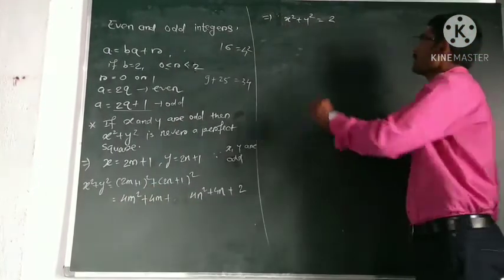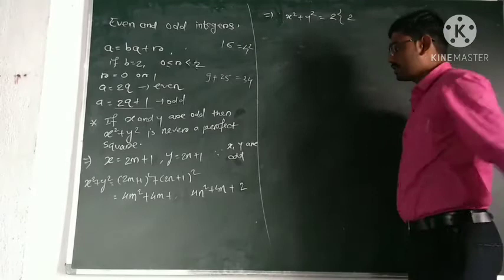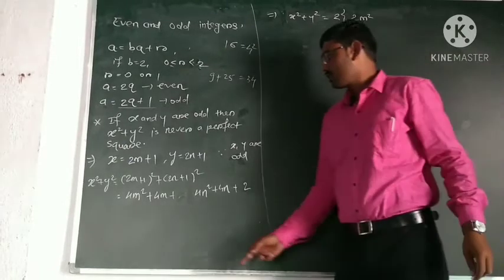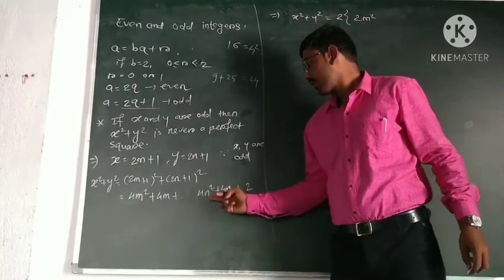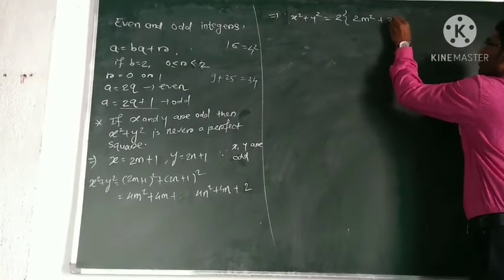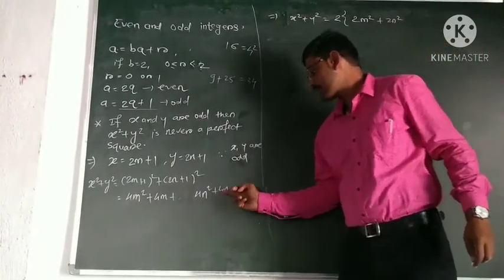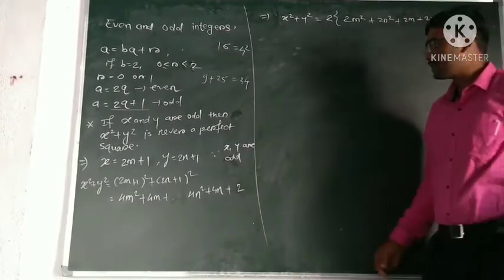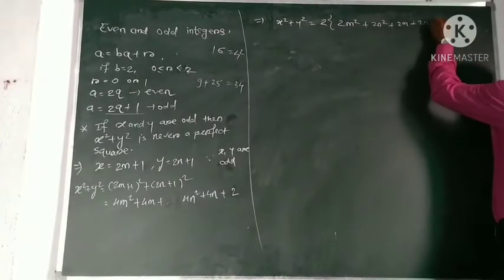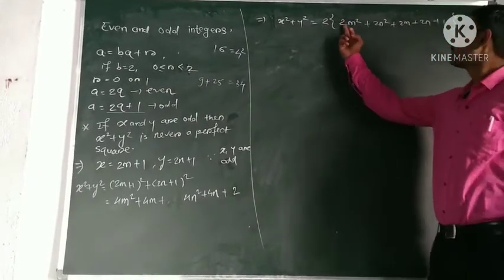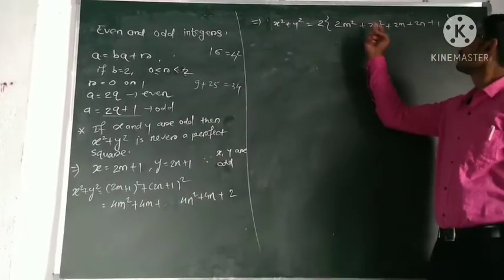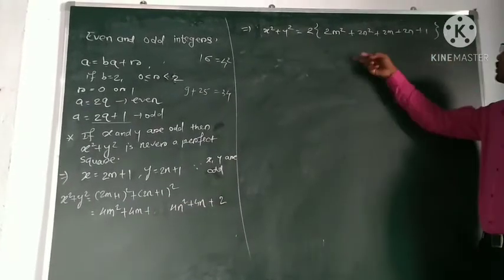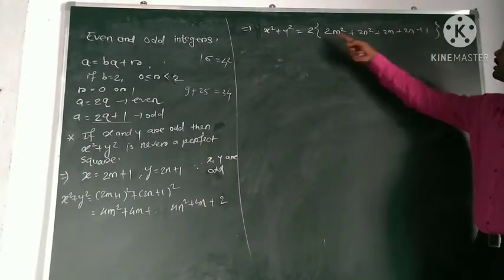So we have taken 2 common. This becomes 2 times (2m square plus 2n square plus 2m plus 2n plus 1), because we have taken 2 common. So 2 into 4m square, 2 into 4n square, 2 into 2m is 4m, 2 into 2n is 4n, and last, 2 into 1 is 2.